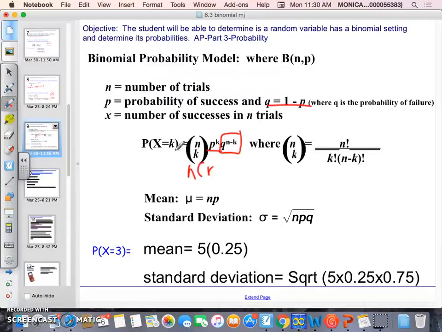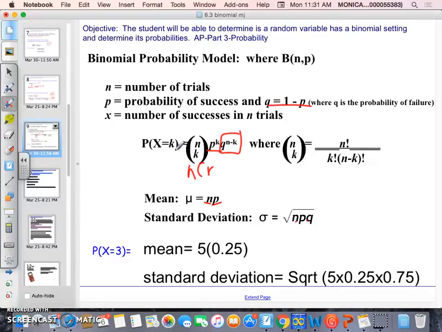To find the mean, you just simply take n, which is the number of trials, times p, the probability, and that'll give you the expected value. And the standard deviation is just the number of trials times the probability of success times the probability of not success, and then you take the square root of that.